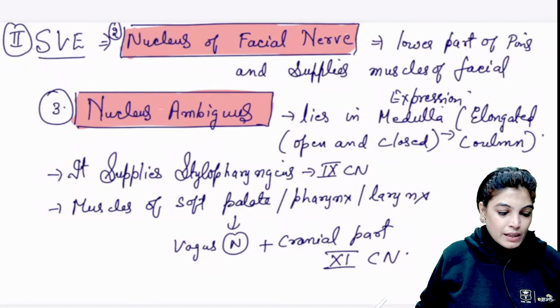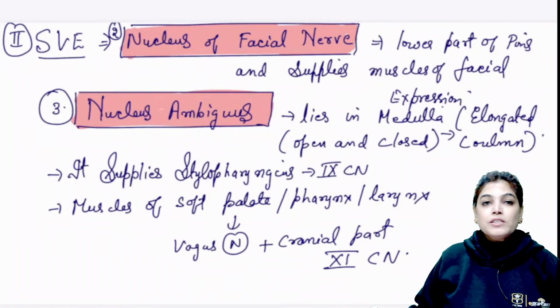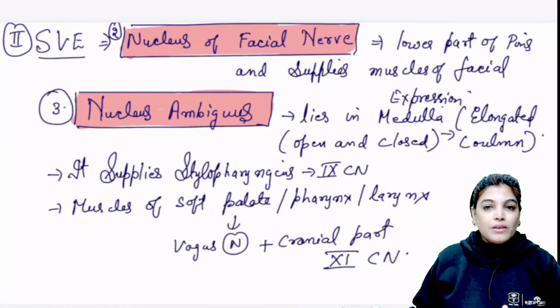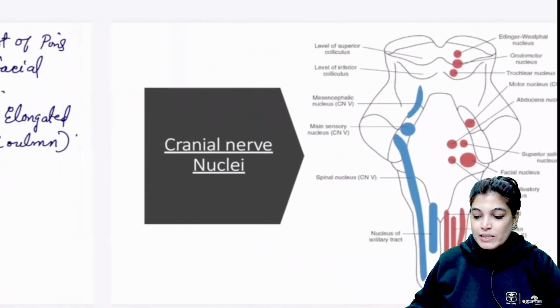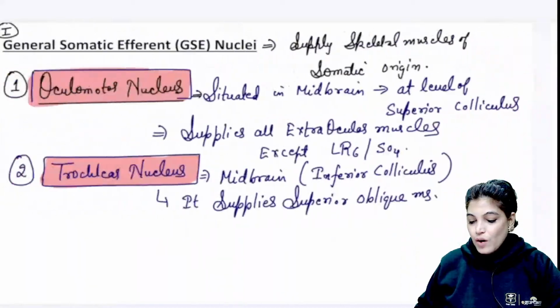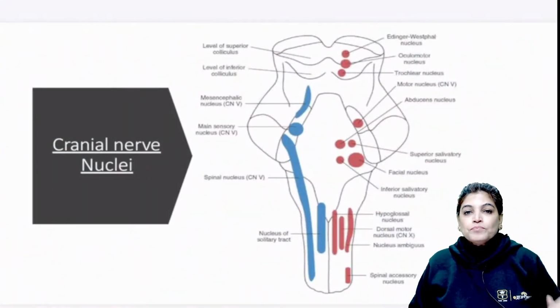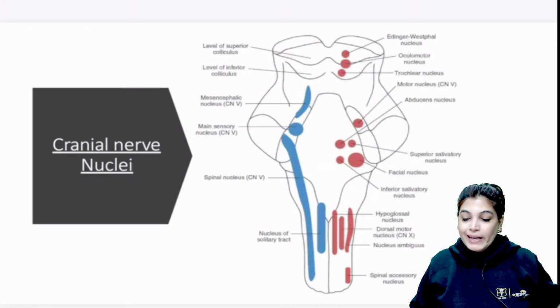Okay, so here we are done with the functional component, that is the special visceral efferent, and we now know the three cranial nerve nuclei in this category. Before proceeding to the next one, I want everybody to see this image, in which you can appreciate the location of a few cranial nerve nuclei.